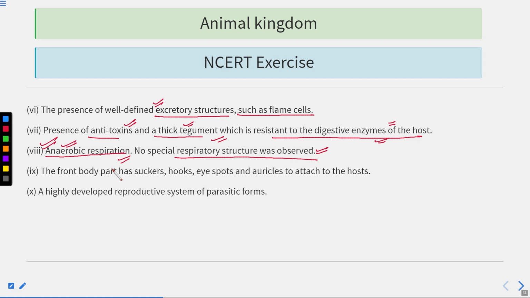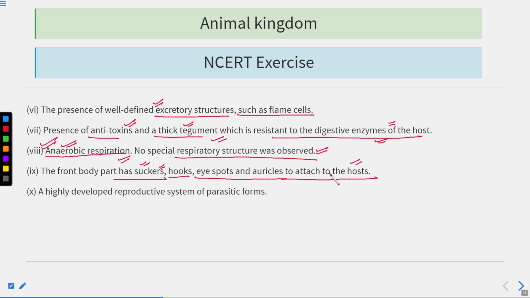The front body parts have suckers. Okay, the front body parts, that is the posterior end, they have the suckers and hooks also. Now this hook is very important. With the help of these hooks, they get attached to the tissue or the wall of the intestine or wherever they are present. And when they get attached with the help of hooks, they get a placement, and there the suckers can suck the food material. Now the eye spots and the auricles to attract to the host.